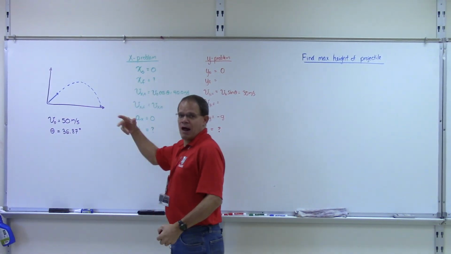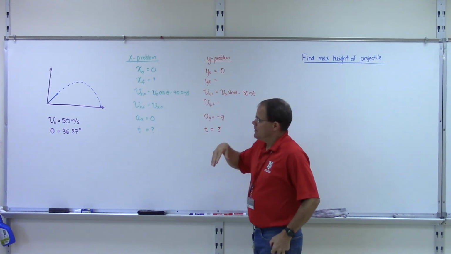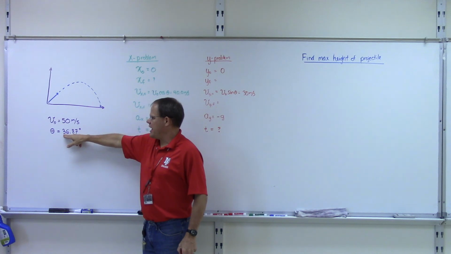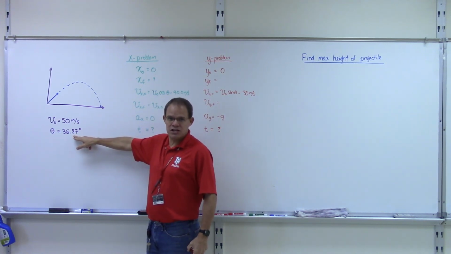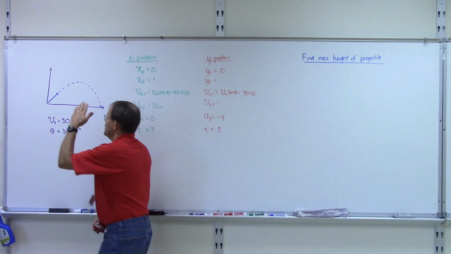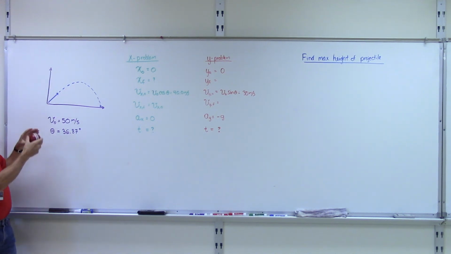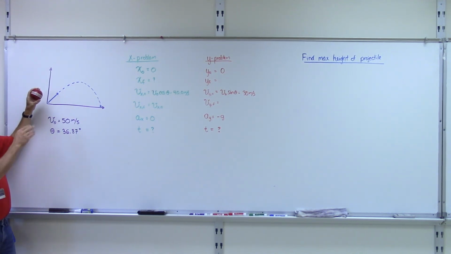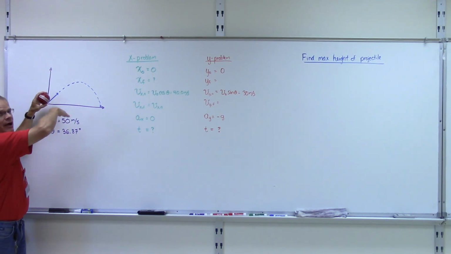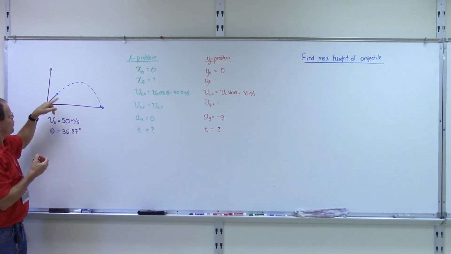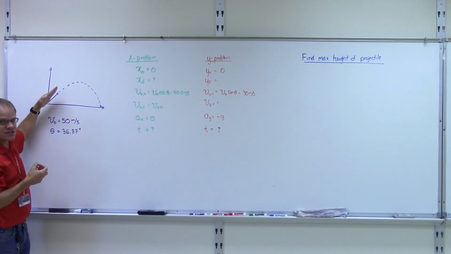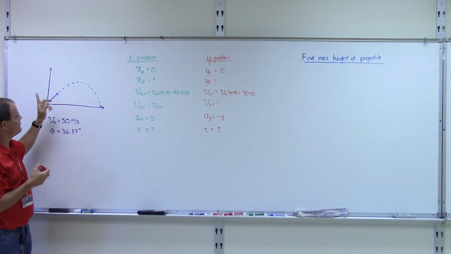Okay, so this is the problem we've been solving. We have a projectile. It's launched at 50 meters per second at an angle of 36.86 degrees, which makes it a general projectile. And so the projectile is launched at an angle, so as it moves through the air, it's moving horizontally at the same time it's moving vertically. And so we need to find the initial velocity of the projectile horizontally and vertically.